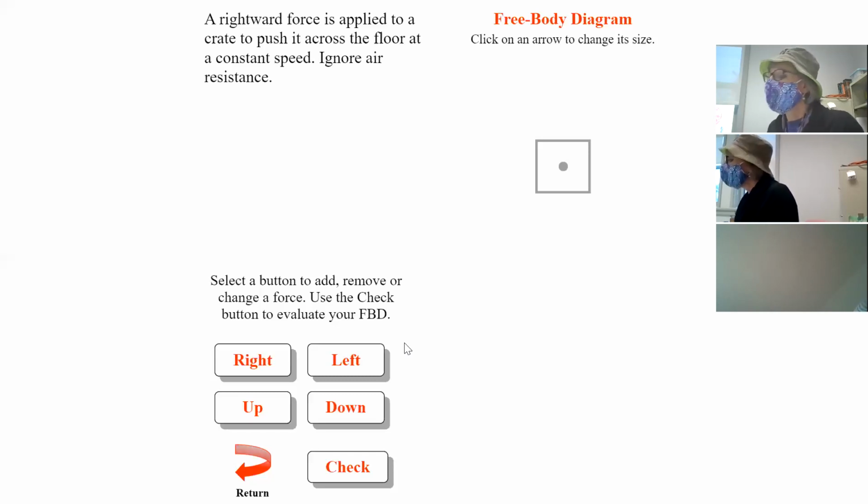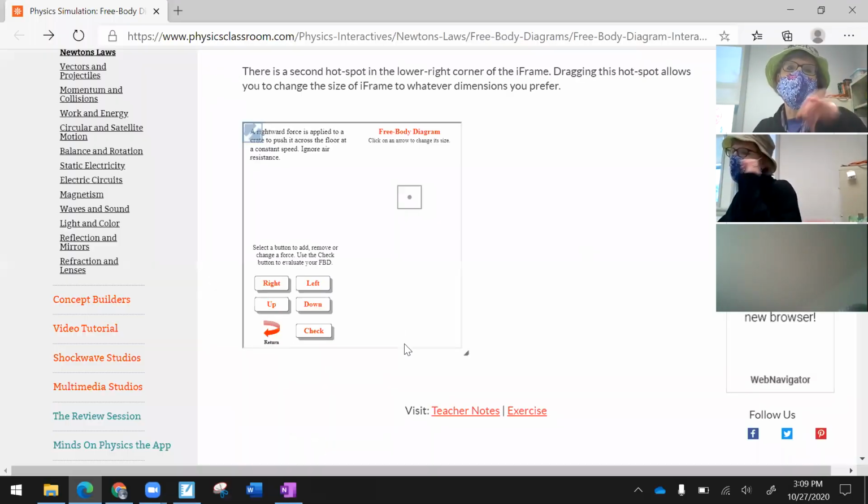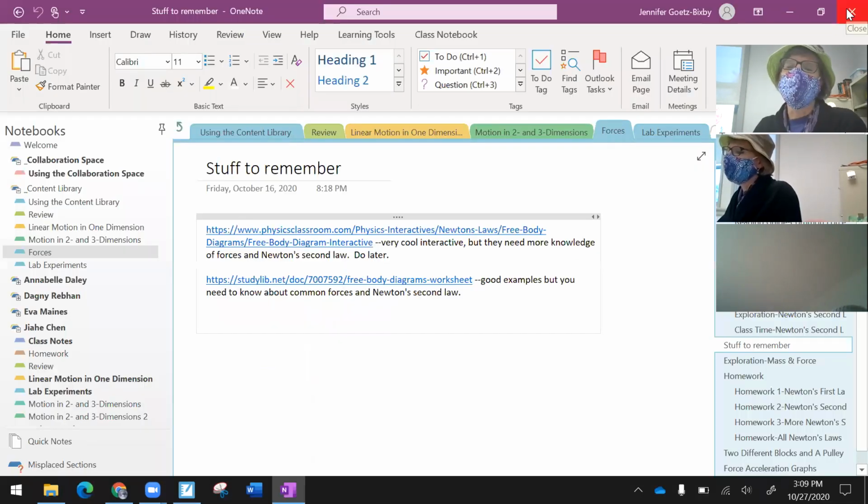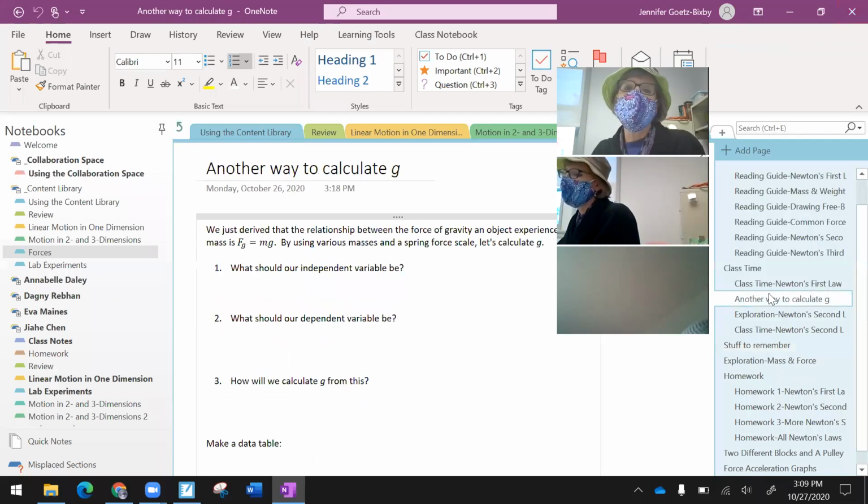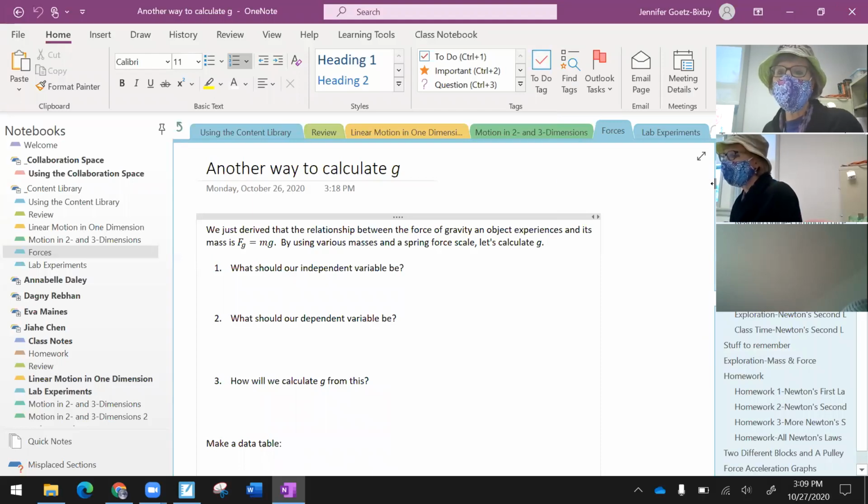Okay, I'm really sorry. I tried to pick a bunch. I went through and I picked the 4 that didn't have friction because we haven't done friction yet. Okay, never mind. We'll just come back and do this whole thing when we've done friction. Oh, that's so annoying. Okay, so let's go with another way to calculate g. We've got 21 minutes. We can do it.